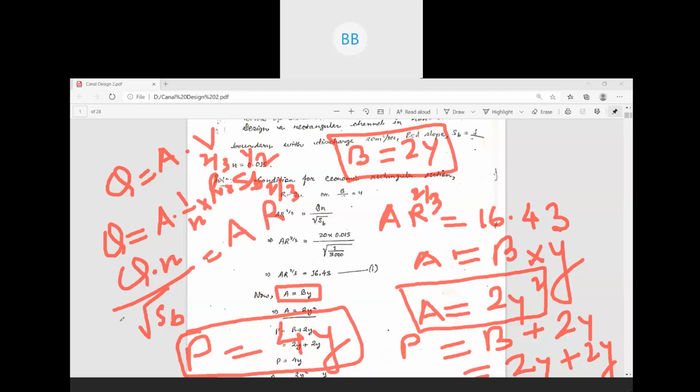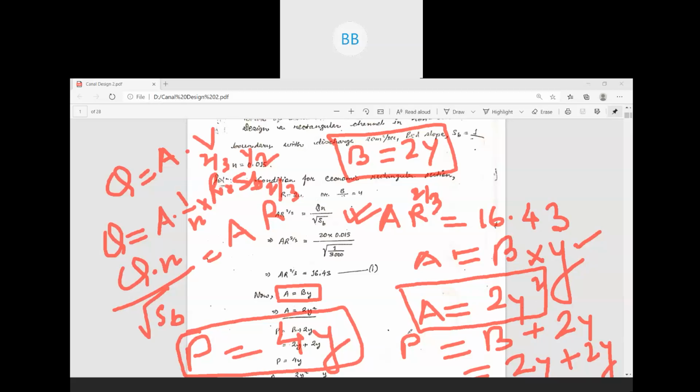So we substitute all the known values and we find out the A R to the power 2 by 3. Then we know the area of a rectangular channel is nothing but width of the channel multiplied by depth of flow, and the economic condition of a rectangular channel is B equal to twice Y. So we are substituting B as twice Y. So that area expression will become twice Y square.